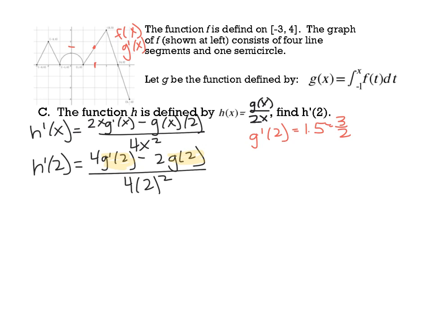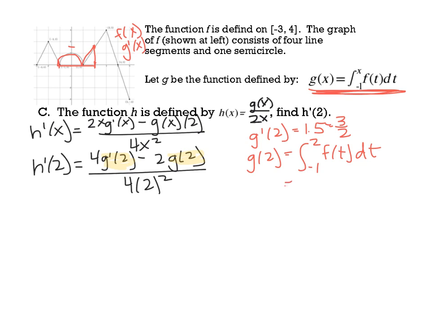G of 2, remember, is going to be found using our definition for what g of x is. So g of 2 is going to equal the integral from -1 to 2 of f of t dt. So essentially what we're doing is finding the area under this curve on this graph from -1 to 2. So we are going to be combining the areas of these outlined regions in red.